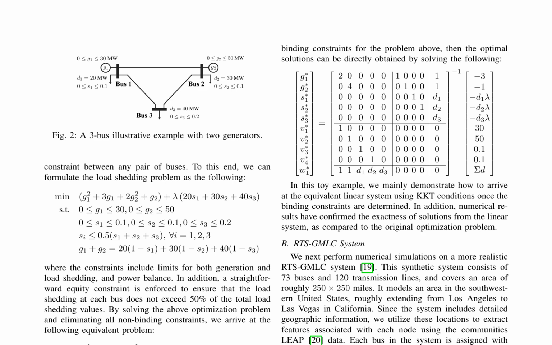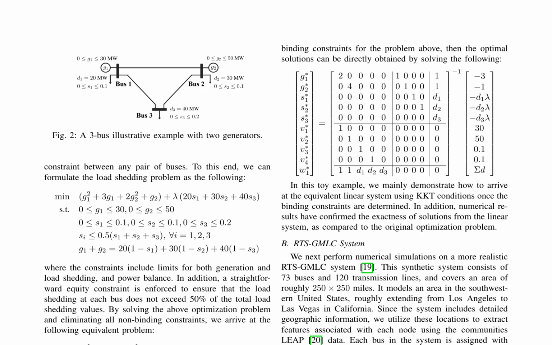In power systems, the load shedding problem is a critical issue, particularly in systems with multiple generators. To address this, researchers have formulated an optimization problem to minimize generation cost and load shedding cost, subject to constraints on generation and load shedding limits, power balance, and an equity constraint ensuring that load shedding at each bus does not exceed 50% of the total load shedding values. By eliminating non-binding constraints, the problem is reduced to an equivalent linear system, which is solved to obtain the optimal solutions for generation and load shedding.